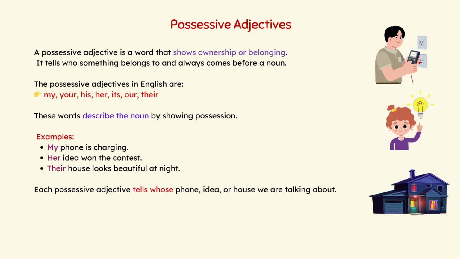For example, my phone is charging. Her idea won the contest. Their house looks beautiful at night. In each sentence, the possessive adjective tells us whose phone, idea, or house we are talking about. Understanding possessive adjectives helps us speak and write more clearly when showing ownership.